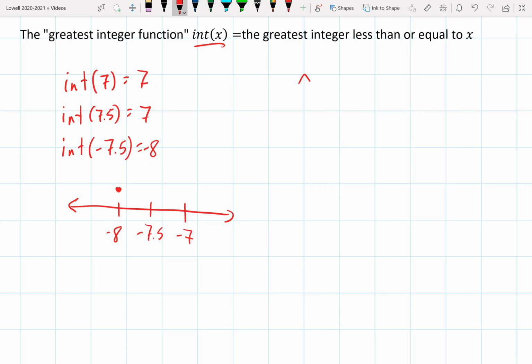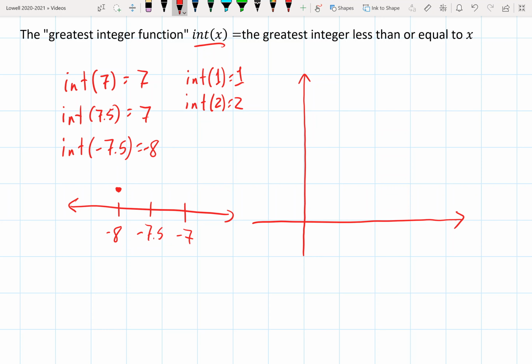But here's what this graph is going to look like, and I'll just do a couple values here. First off, if x is an integer, like int of 1, that's going to be 1. Int of 2, that's going to be 2 as well. So the integer values along y equals x are all going to be on this graph. We can see that there. We number these 1, 2, 3, and essentially what this looks like is a staircase.